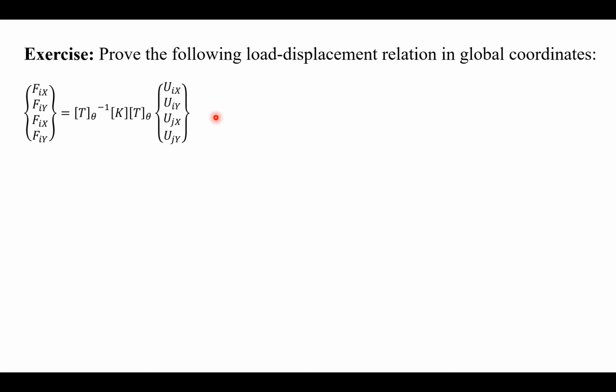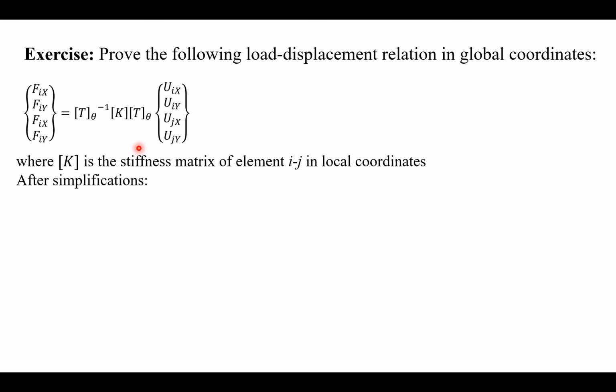Now we are going to find the relation between global displacements and global forces. You can prove this relation; it's very straightforward. If you write the relation between the local and global displacements and also local and global forces, and we know that force and displacement are related by the stiffness matrix, you can come up with this equation. In this equation, K is the stiffness matrix of our element that has two nodes in the local coordinates.